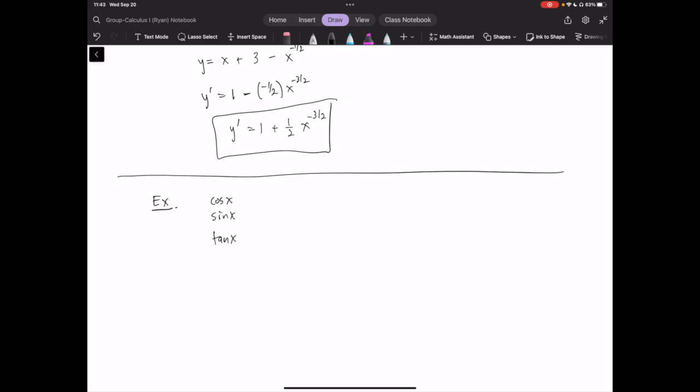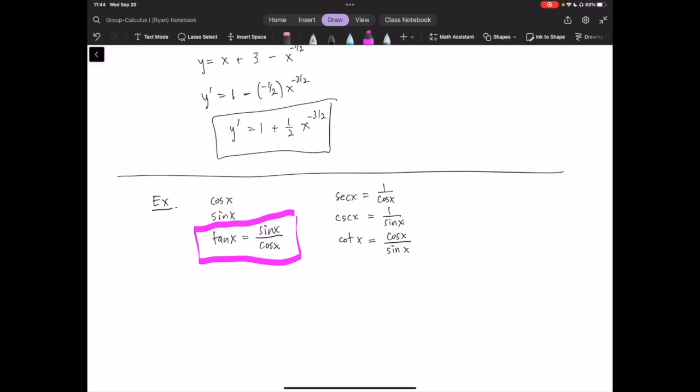So for example, tangent of x is equal to sine of x over cosine of x. Secant of x is equal to 1 over cosine of x. Cosecant of x is 1 over sine of x. And cotangent of x is cosine x over sine x. Okay? So what I'm going to do is use the quotient rule to compute the derivative of tangent.